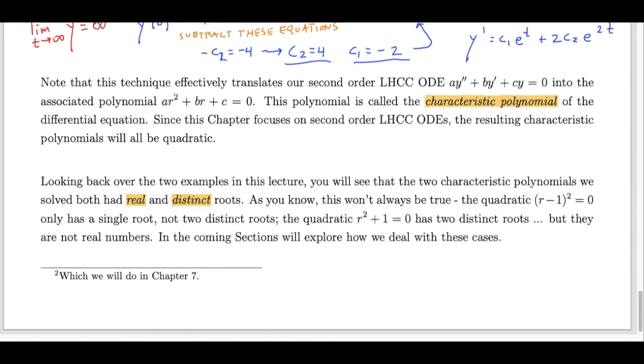But as you know, this isn't always necessarily true. We could have a quadratic like r minus 1 quantity squared equals 0, which only has a single root, which is repeated, the root r equals 1. It's repeated twice. Or we could have a quadratic like r squared plus 1 equals 0, which has imaginary or complex roots. So what do our solutions look like in those cases? Stay tuned. In upcoming sections, we'll answer those questions.